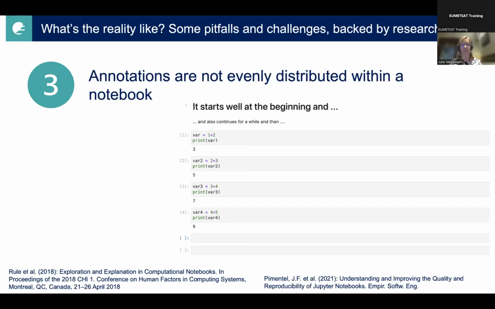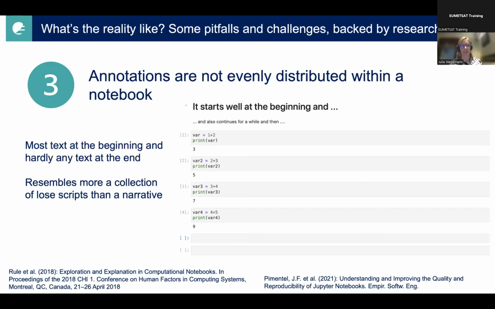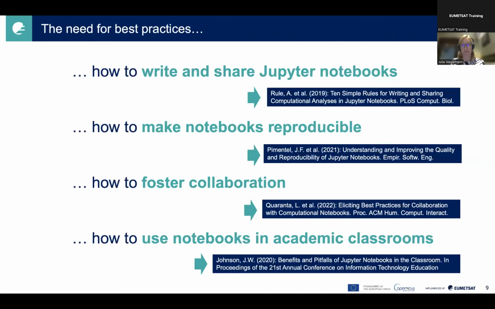And you also often have empty code cells in between and also right at the end. So there is often not a cleanup process of the notebooks that are shared on GitHub. There's a lot of text at the beginning and then hardly any text at the end. Often there are also quite a few notebooks that resemble a collection of loose scripts more than a narrative. And a lot of notebooks have far more code cells than descriptive text.